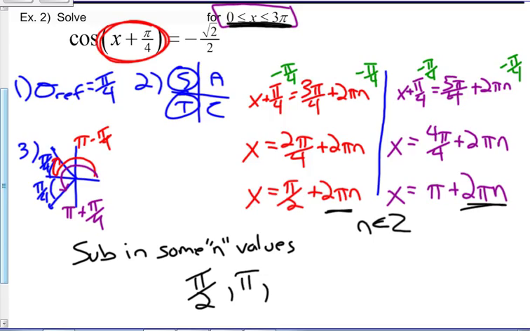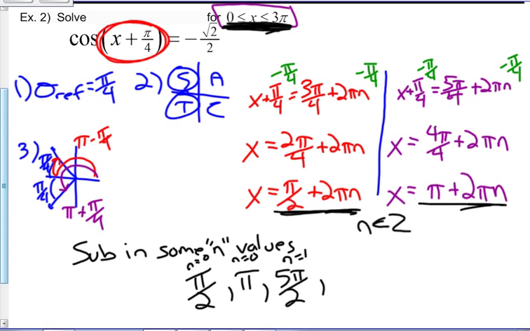If I put negative numbers into either of those, then we'd have stuff that was lower than 0. So negative numbers are going to be no good. What if I put in 1? So this was n equals 0. This was n equals 0. If I put n equals 1 into this one, that would be pi over 2 plus 2 pi, or 5 pi over 2. Yep, that's within the domain.